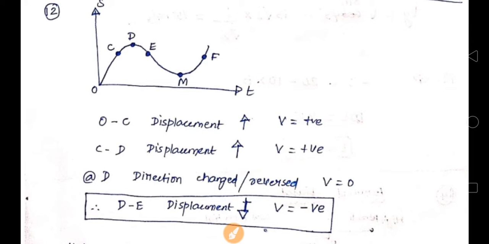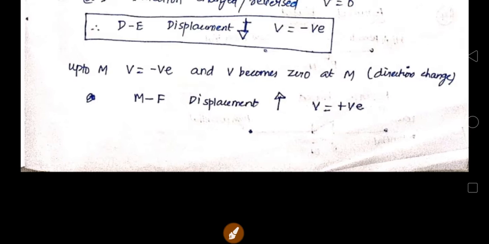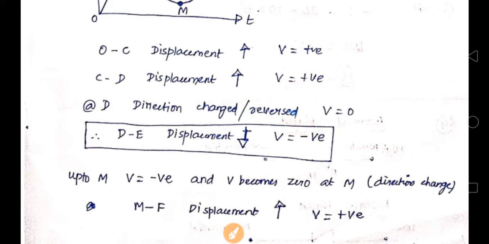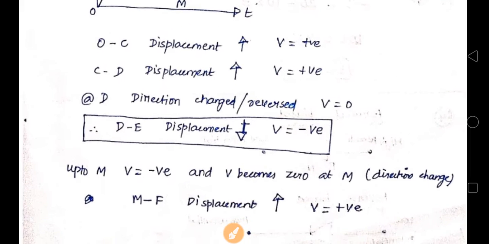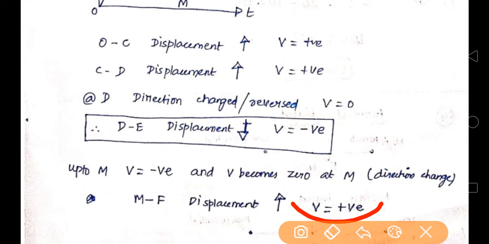How are we finding the direction change? At the point M, displacement is going to increase again, so the direction changes again. When displacement increases, velocity will again become positive. So from M to F, displacement increases. Therefore velocity again becomes positive.